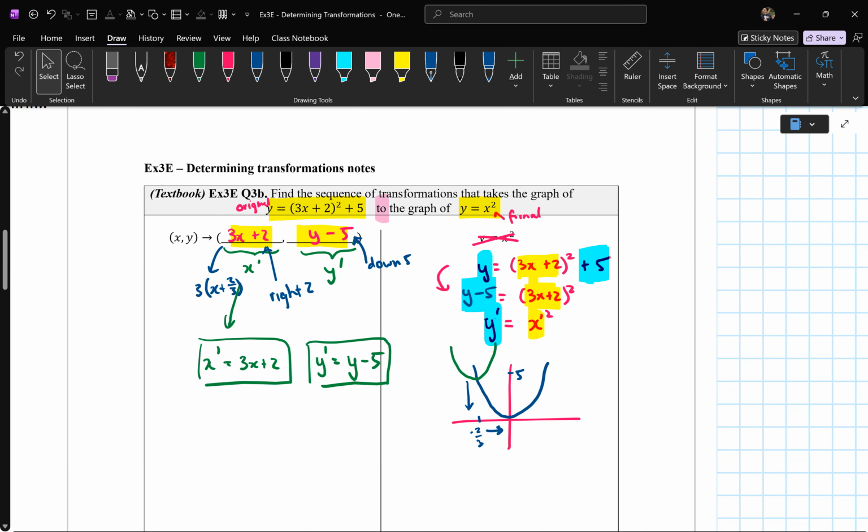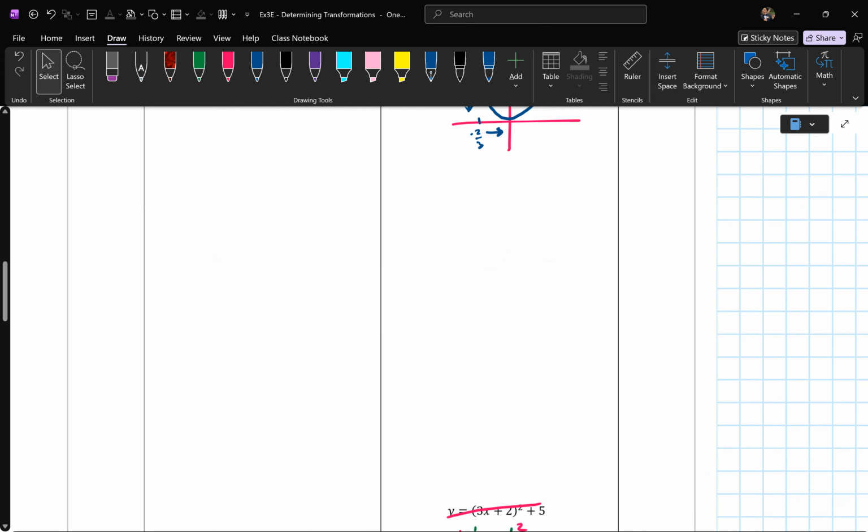So you can see the difference between 3D. 3D was you were given a sequence, you get to the equation. Now it's the equation going backwards. I'm going to do one more example, okay, so you can get a feel of it. Let's flip over to the next page.